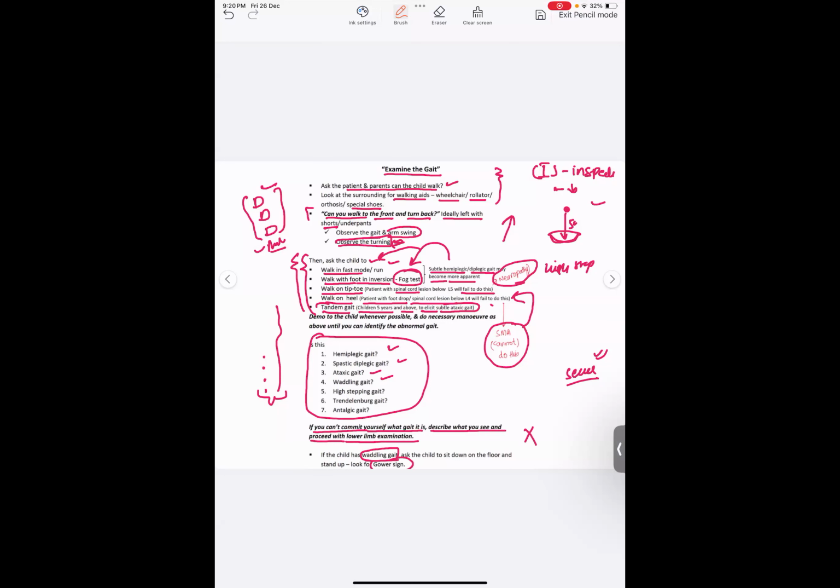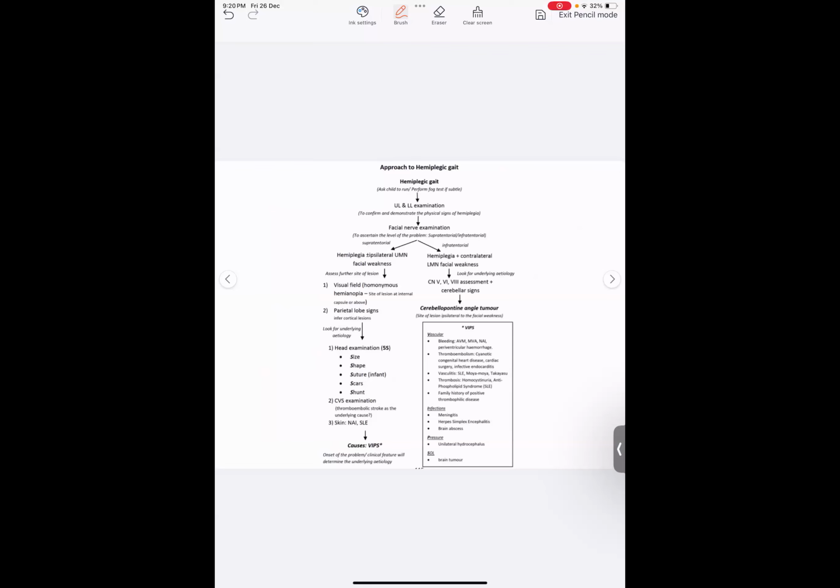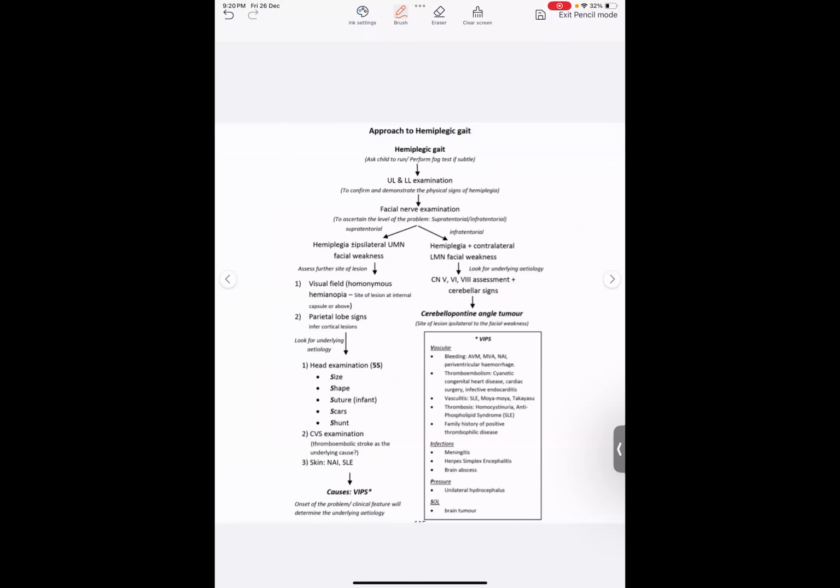We will go according to their approach. Now see here, approach to the hemiplegic gait. I have asked the patient. This is hemiplegic gait. Ask the child to run and perform the fog test if subtle. Then do upper limb and lower limb examination.